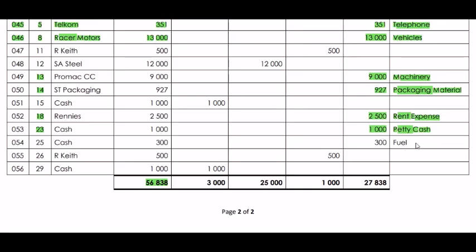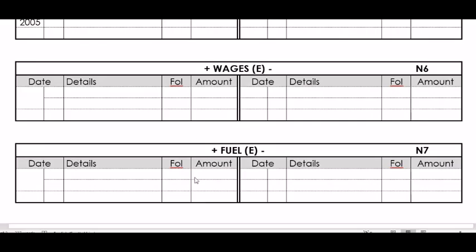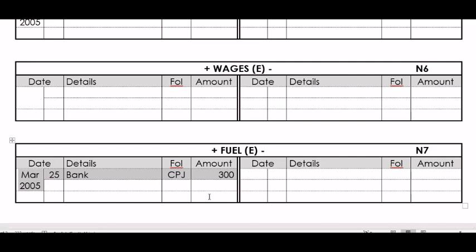And then the last one was fuel, 300 Rand on the 25th. So you go to the fuel account. On the debit side, you write March 2005, the 25th, bank CPJ, 300 Rand. Can you see that it's actually super easy and super repetitive? Just follow your step-by-step guide, then you will understand this section.